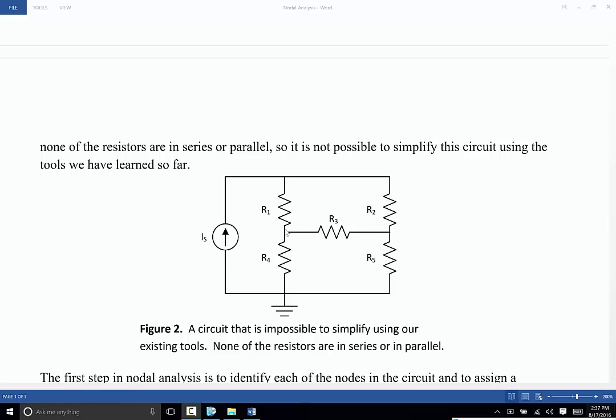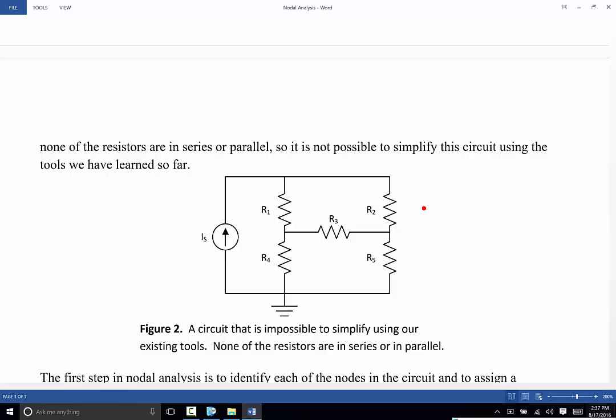Yes. You could write a Kirchhoff's current law right here. You could write a Kirchhoff's current law right here. You might need to write a Kirchhoff's current law at the top. Ultimately, you'd have to solve those all simultaneously. But it would be very unstructured, and it would be very difficult to figure out where you're supposed to write the equations and how you're supposed to write the equations.